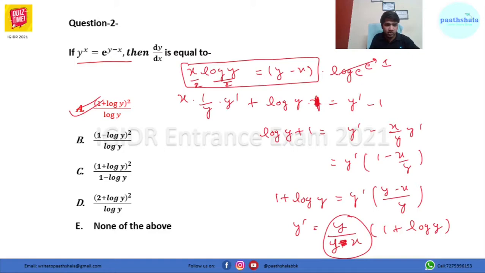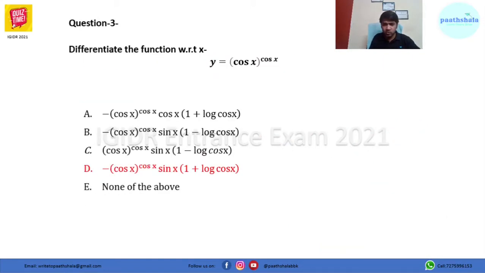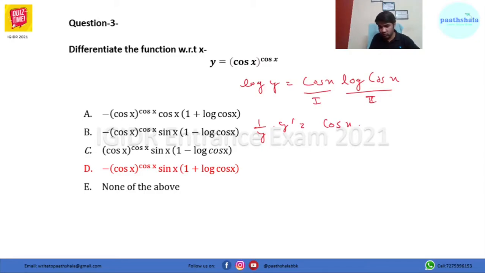Let's move to question number 3. That's a very easy question. To solve this question, we have to take log on both sides. It will come out to be log y, and cos x will come ahead, and in the second part, it will come out to be log cos x. So let's take this as second, this as first, and apply the product rule. So this will come out to be 1 upon y into y dash, and this will come out to be log cos x, and the differentiation of log cos x will be 1 upon cos x into minus sin x. Then we write the second function as it is, and differentiate the first function, which will come out to be minus sin x.